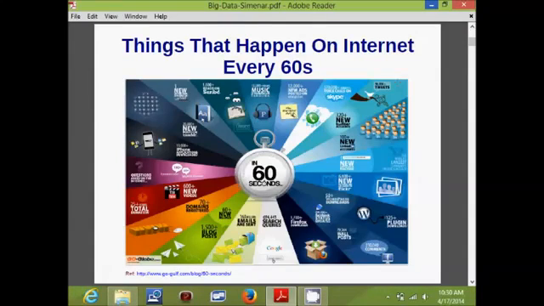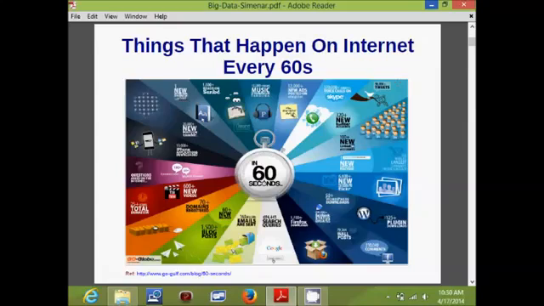More than 12,000 new ads posted in the web every 60 seconds. So you can imagine how much data is uploaded every minute in the web. And all this huge amount of data makes what we call big data. So big data includes a lot of information.